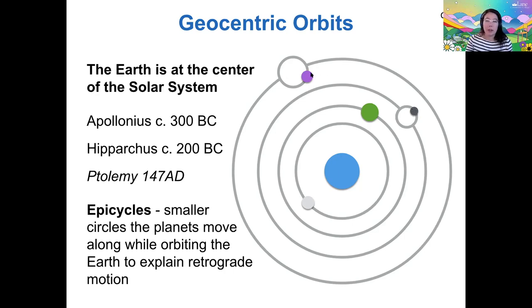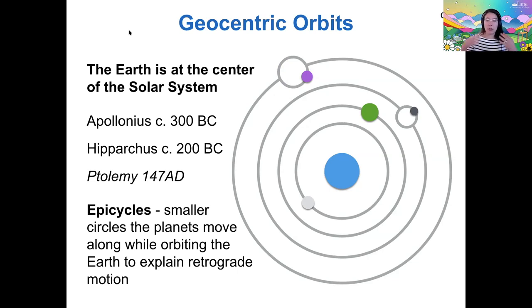So let's say we're looking at this purple planet here, right? Its motion along its orbit, it's kind of doing this around the Earth. But meanwhile, it's going around in this circle. And so when it's going this way in its circle, it appears to be going retrograde. So that's the idea with the epicycles. And it did a pretty good job of explaining and predicting the positions of the planets.